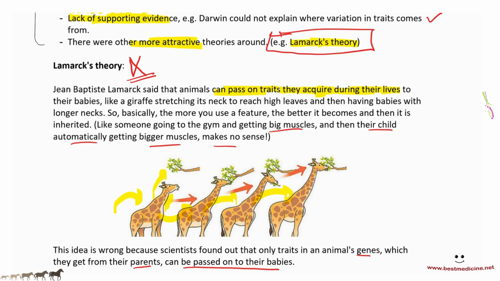So Lamarck's theory, you have to understand what this is. You have to remember the name Lamarck, and you have to understand that the theory is wrong, but it is one of the reasons why Darwin's theory could have been rejected at that time.